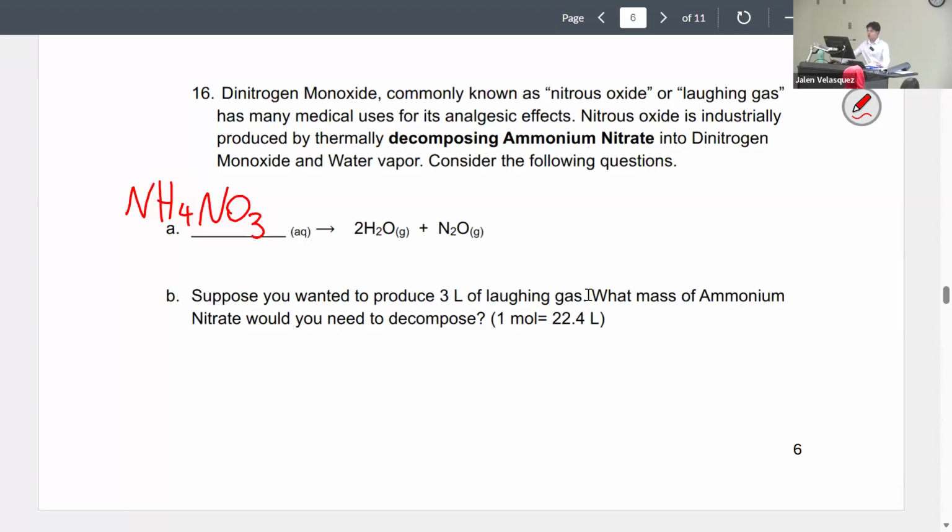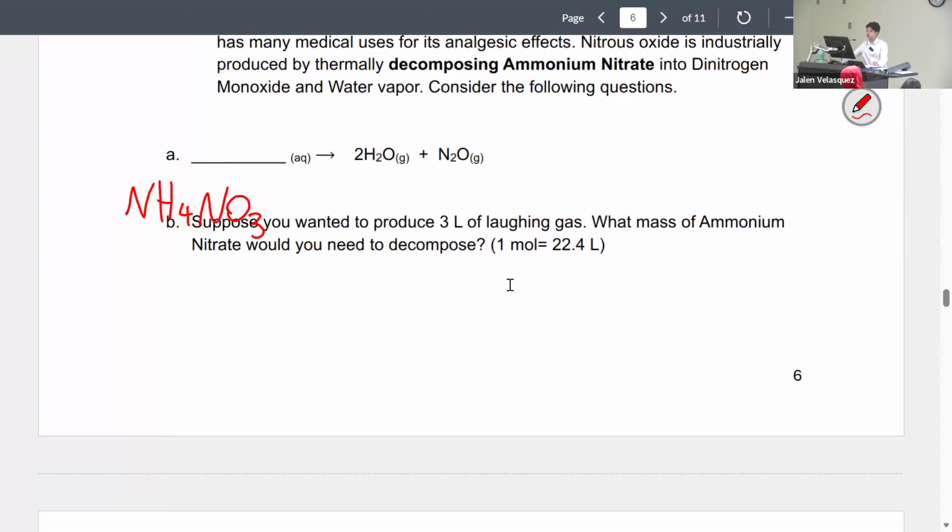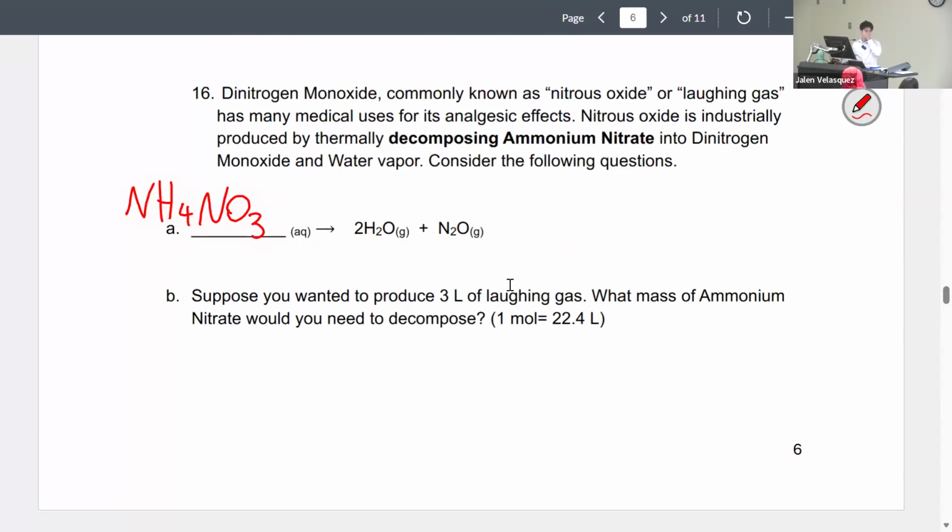So what do we have to do? We've got to go from the liters of laughing gas to the moles, right? From there, we can go from the moles of laughing gas to the moles of ammonium nitrate, and then to the mass of ammonium nitrate. Right? So what should we start with here? Three liters, right? 3 liters of laughing gas, which is N2O.